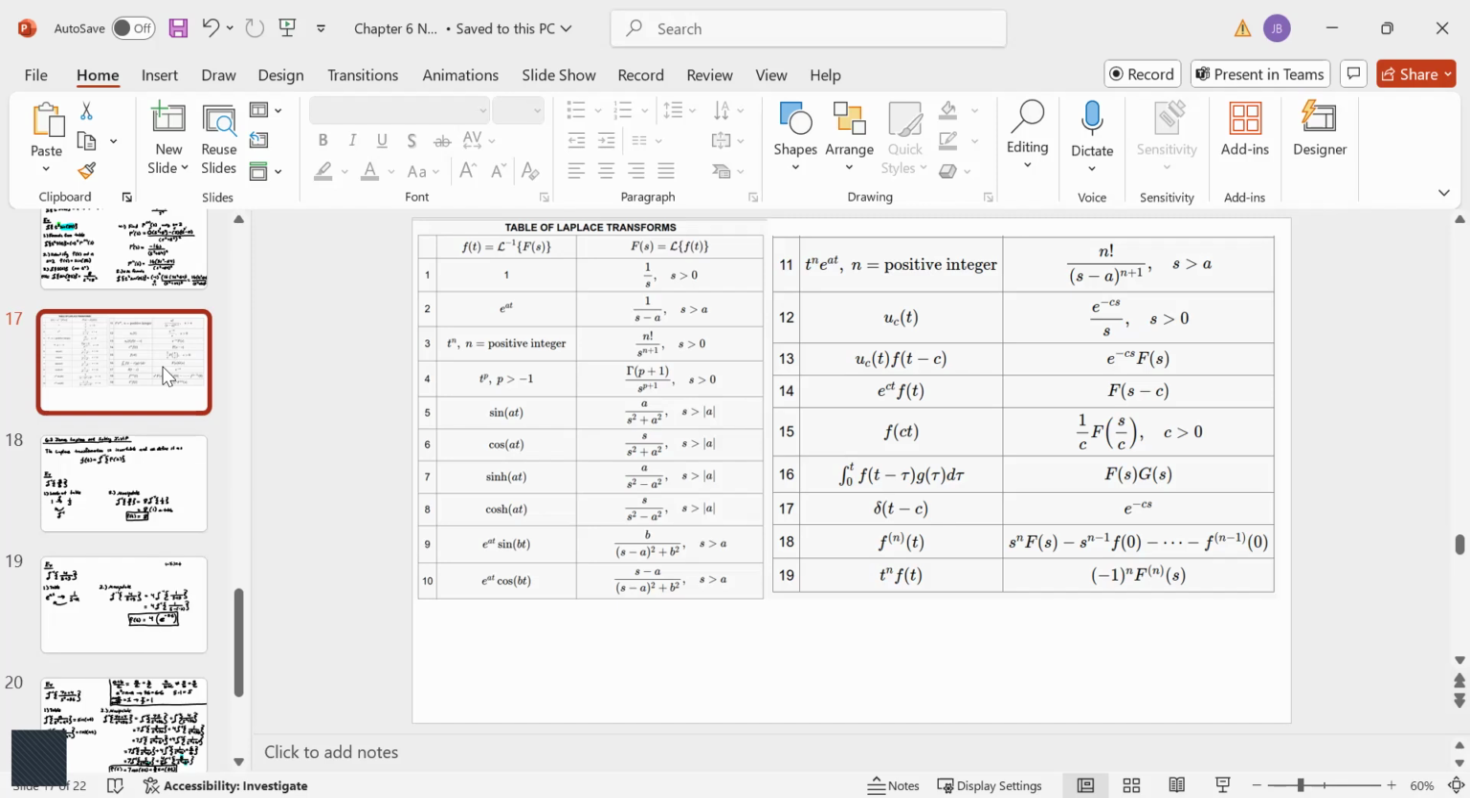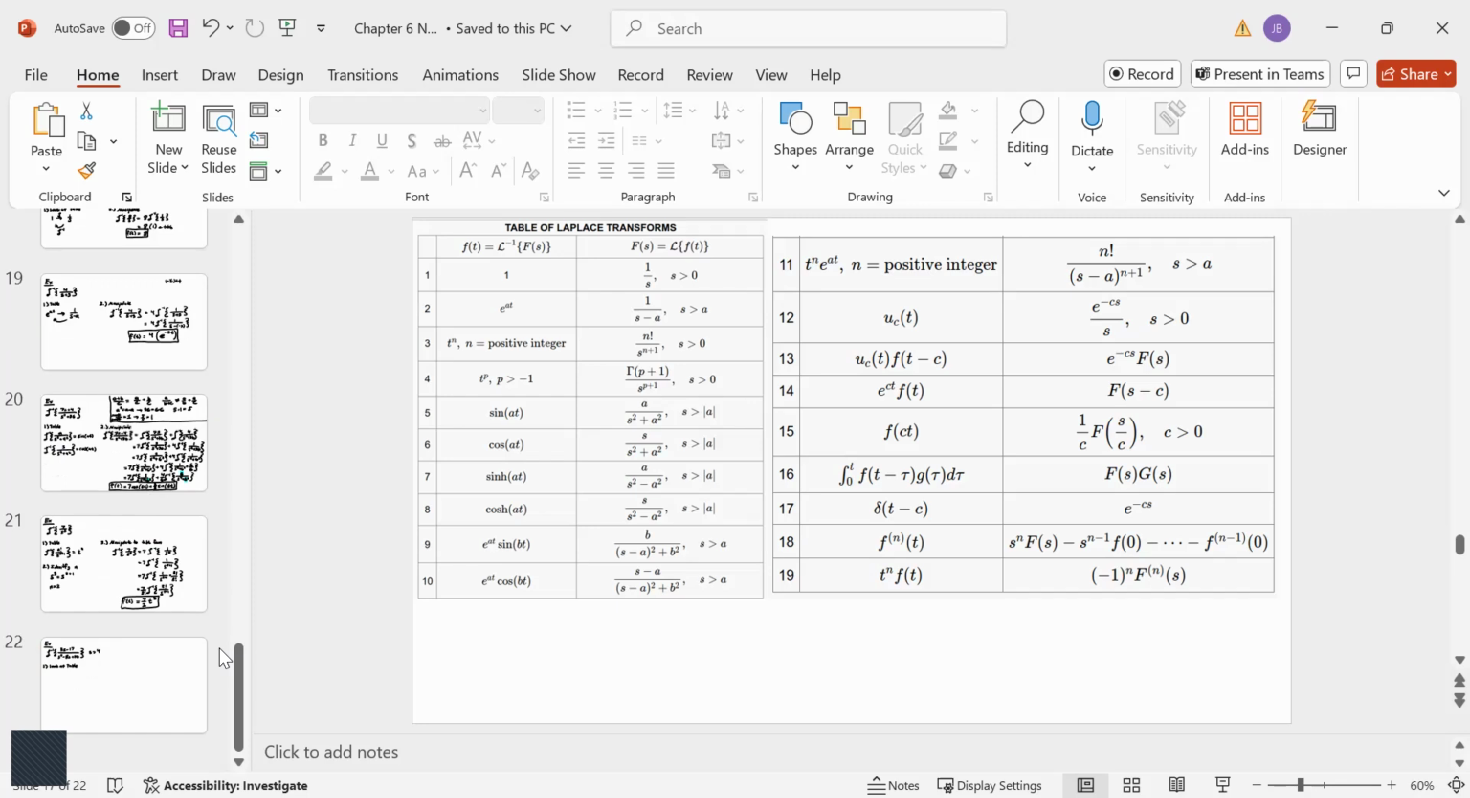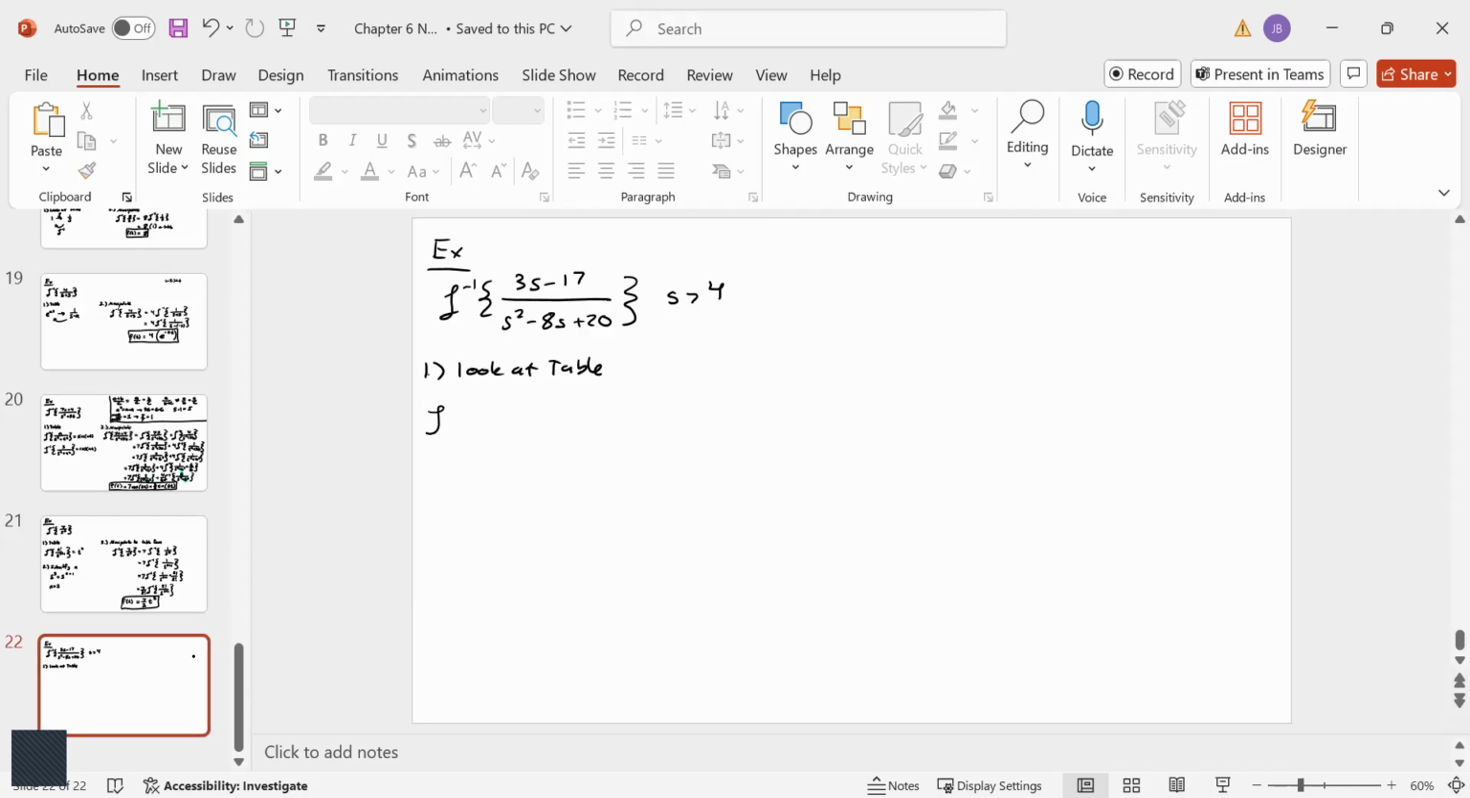So if you're wondering, how do I know what to use from the table? Process of elimination: get rid of things that you don't need, and then zone in on things that could work. So I'm going to copy down the sine and cosine one, and then we'll have 11 in the back of our mind, but we probably don't need that one.